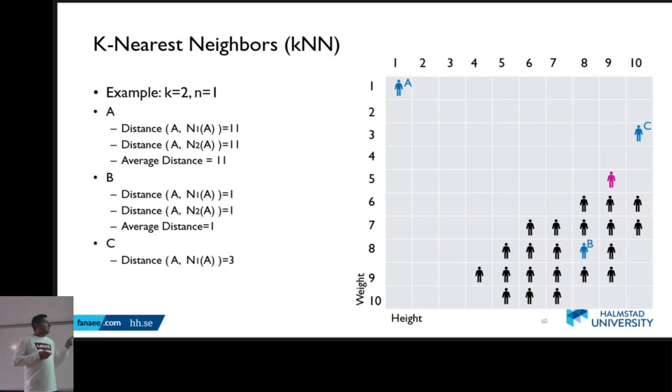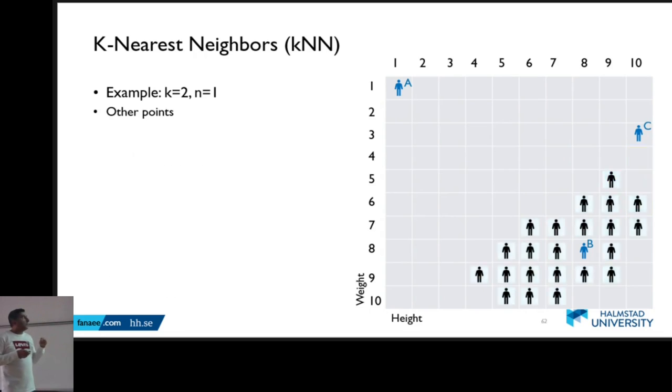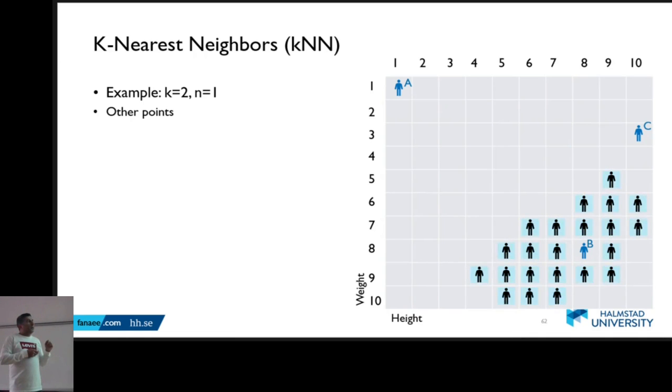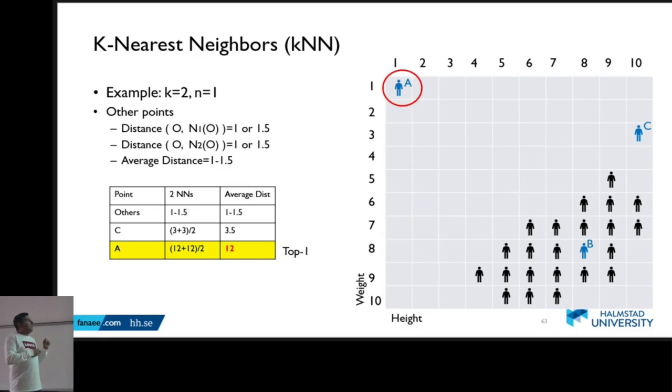Now let's look at point C. The distance of C to its nearest neighbor is 3. Three steps are required to reach it. And the second nearest neighbor is also 3. So the average distance becomes 3. For the other points, if you look, the nearest neighbor is at distance 1, and the second neighbor is at distance 2, so the average becomes 1.5, right? If you put this in the table, it seems that these instances have an average distance of 1 or 1.5. C gets an average distance of 3.5. And A becomes 12. So the average distance of A to its nearest neighbors is higher compared to the other points. So we call this guy an outlier.